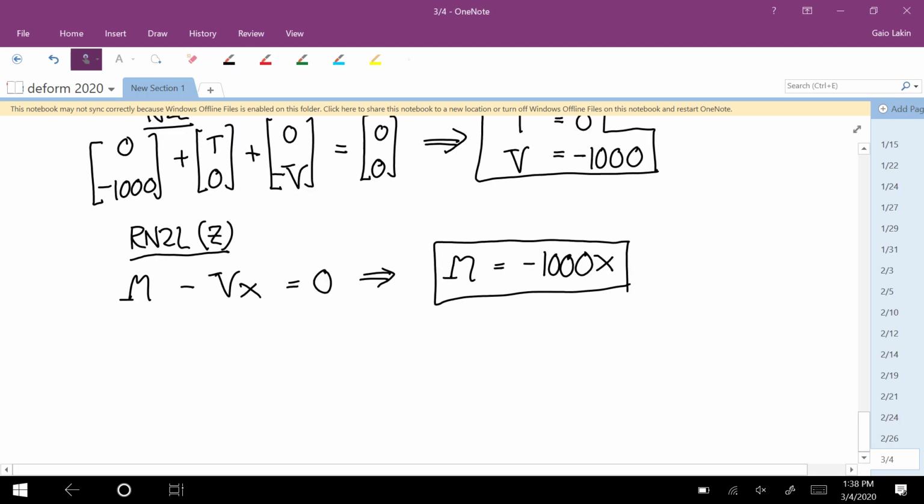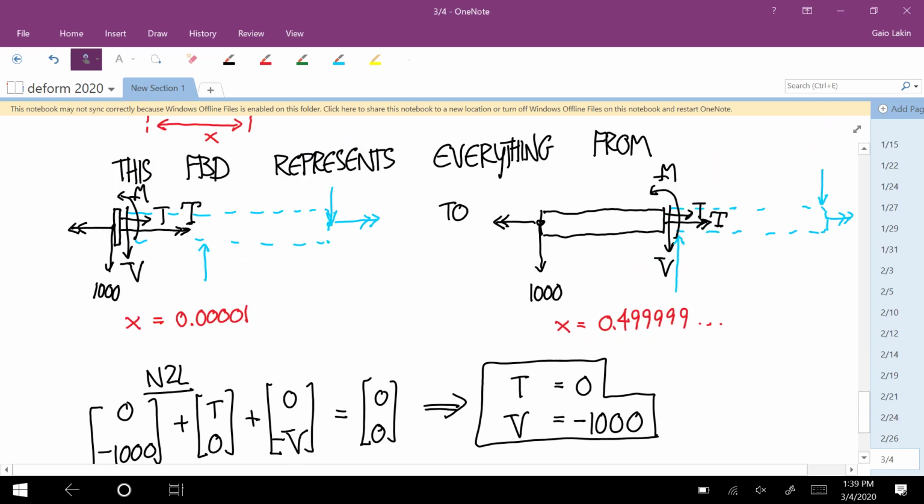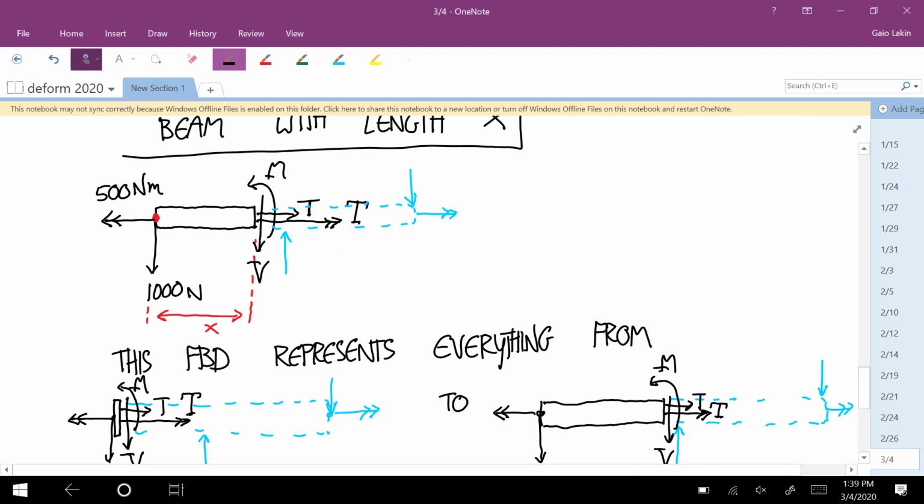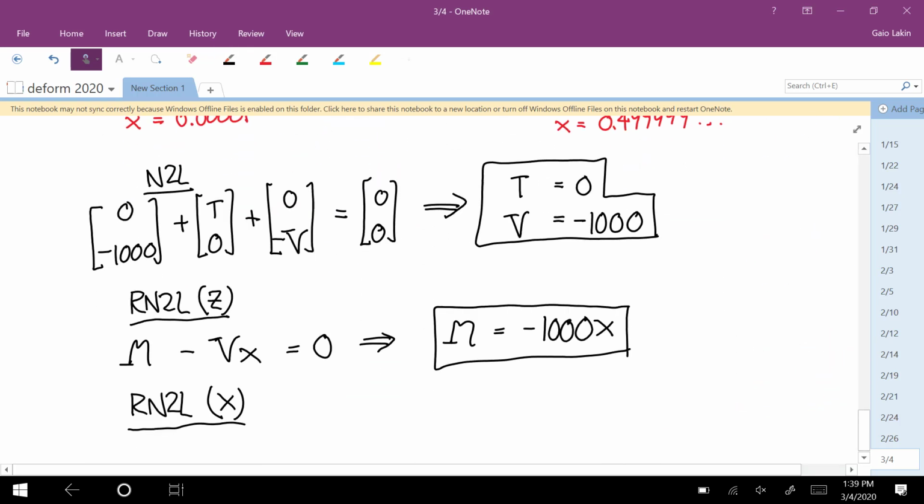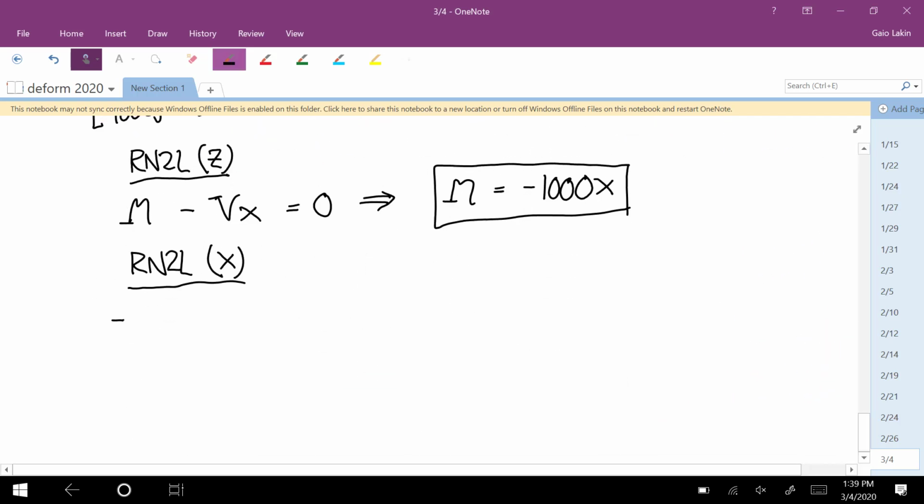And then we'll add it up for the x component. You have a 500 Newton meter couple in the x direction, negative 500. And then you have fancy T. So negative 500 plus T is equal to 0. And so T is equal to 500.